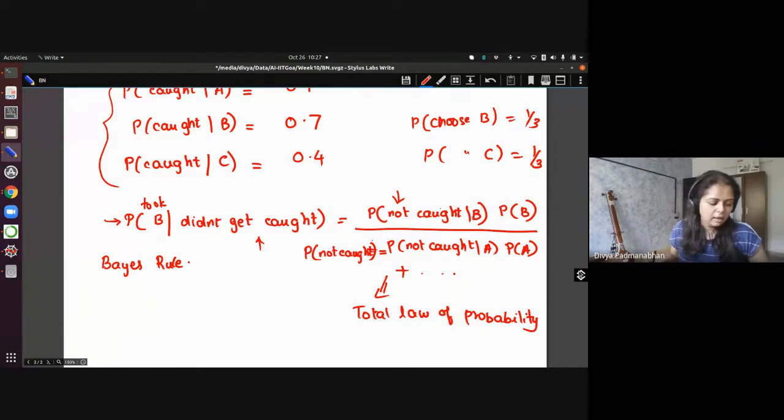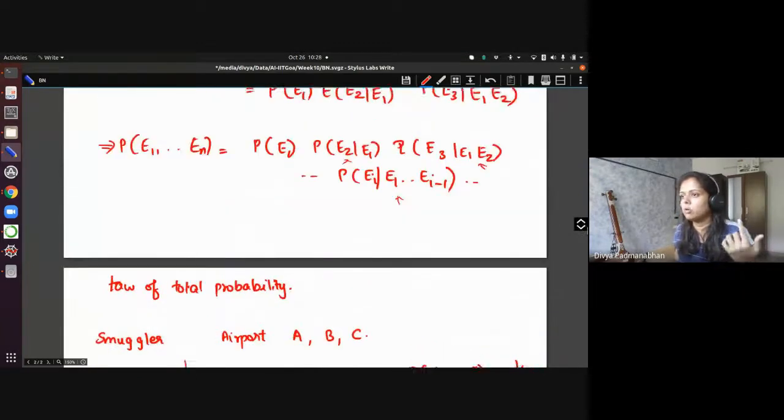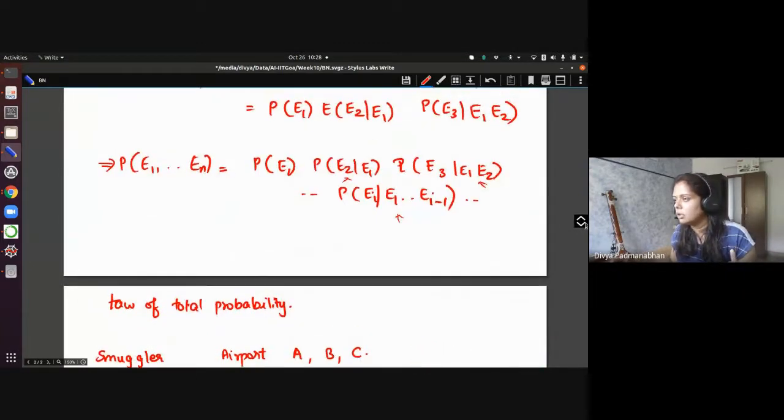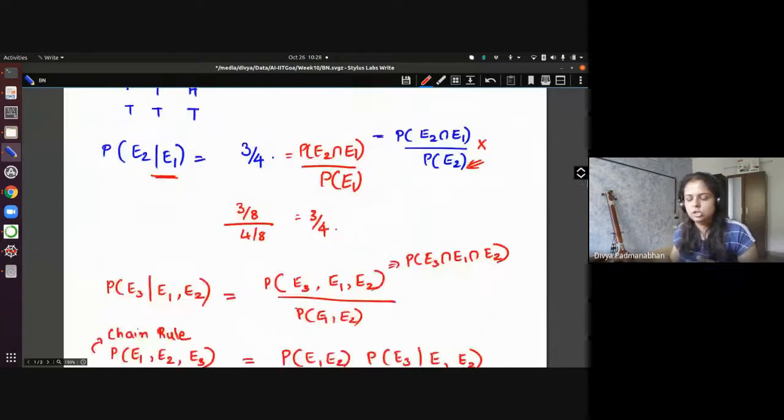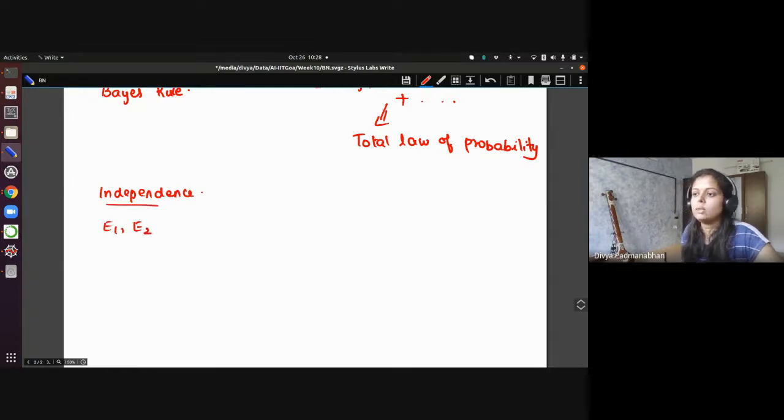Okay. All right. So we did the chain rule. We did Bayes' rule, total law of probability, and what else did we do? We did conditional probability. Okay. So now let's just talk about independence a little bit. So when do you say two events, let's say E1 and E2, are independent? What's the notion of independence? What does it mean?